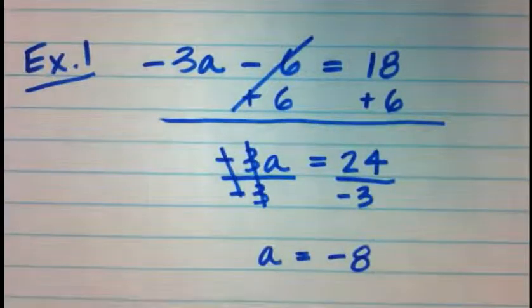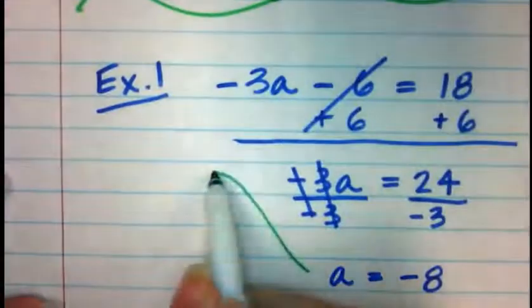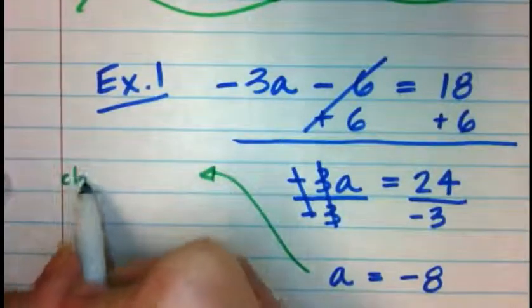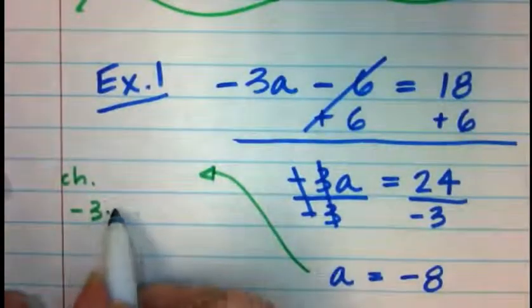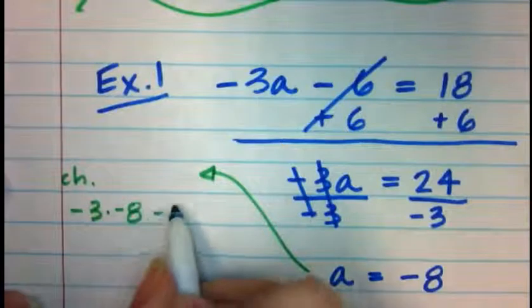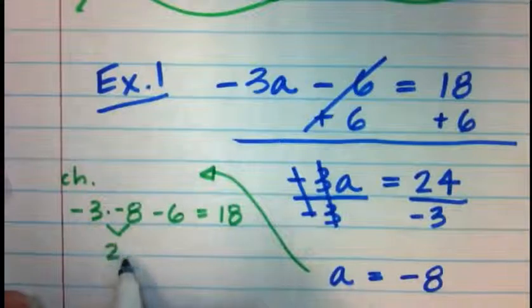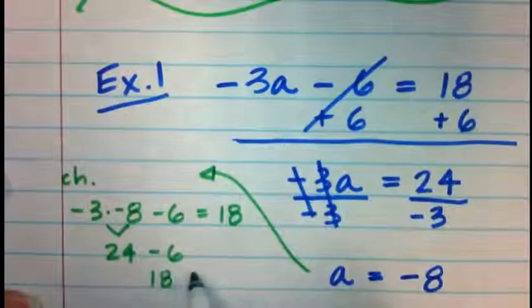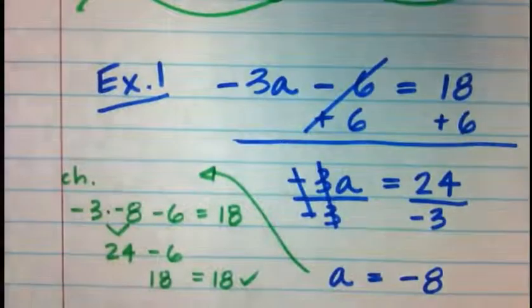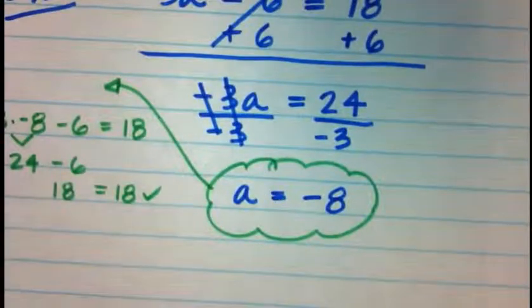Now, the way we check our solution is to fill it back in. So I think that a is negative 8. So I'm just going to run over here and do a quick check. Instead of negative 3 times a, I'm going to do negative 3 times negative 8 minus 6. And if I did it right, I'll get 18. Well, that's 24. And remember, we multiply before we subtract. And we do, in fact, get 18, so it worked. So the solution for this is that a equals negative 8.